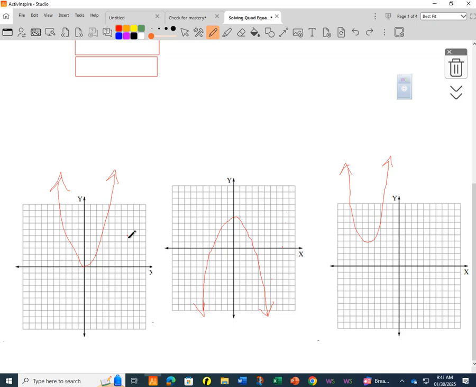Really, we don't care about the y-axis. What we're looking at is the x-axis. These are ugly parabolas because it's hard to draw them on here. This one touches the x-axis in one point. This one touches the x-axis, and we're going to pretend it's touching here, in 2 points. This one doesn't touch the x-axis. So the solution to a quadratic equation depends on where it touches or if it touches or intersects the x-axis.